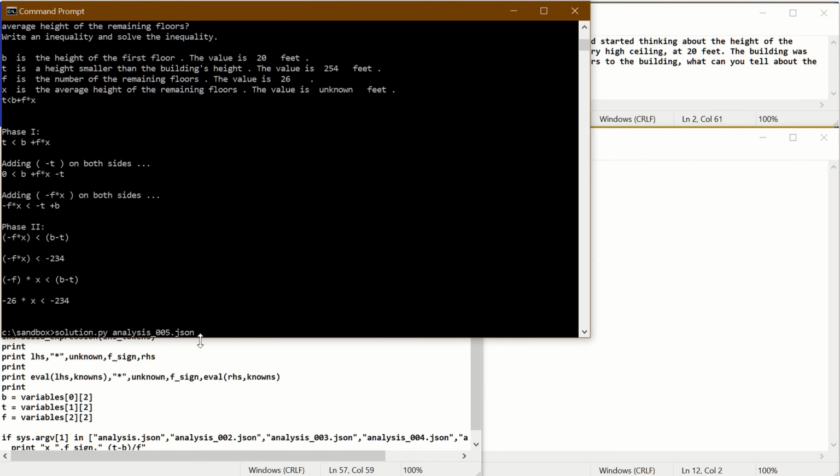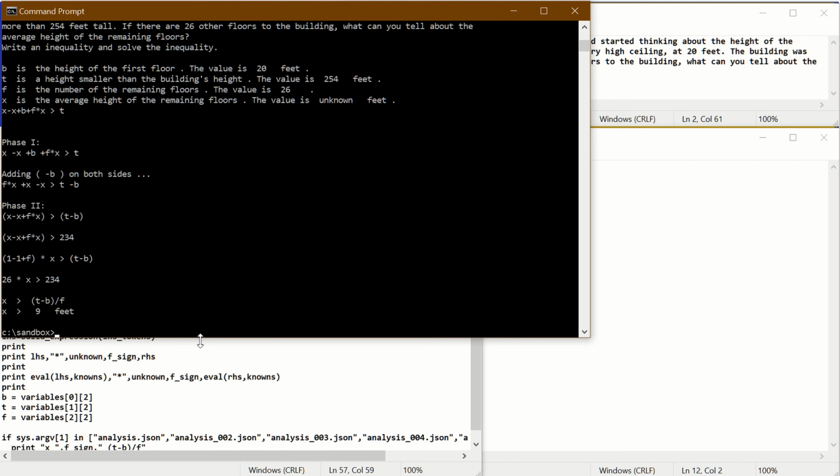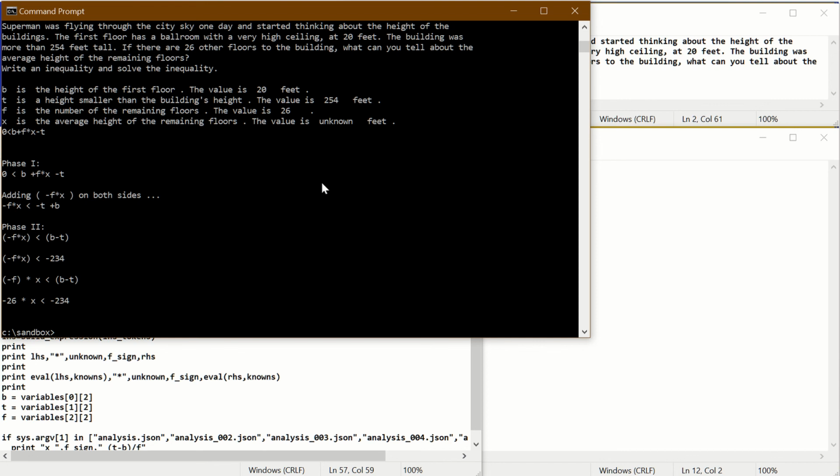Okay, test 6. 26 times x is larger than 234. That's right. And last test. Negative 26, f is 26, times x is smaller than negative 234. So all our tests passed.